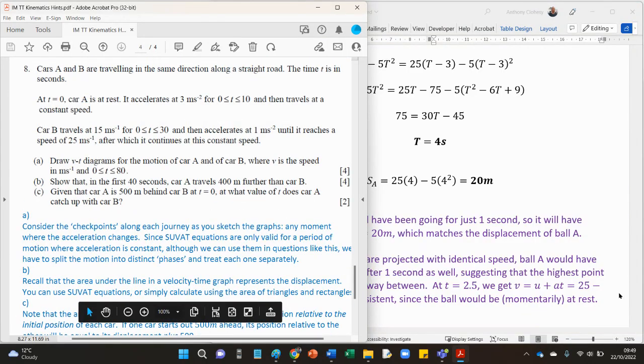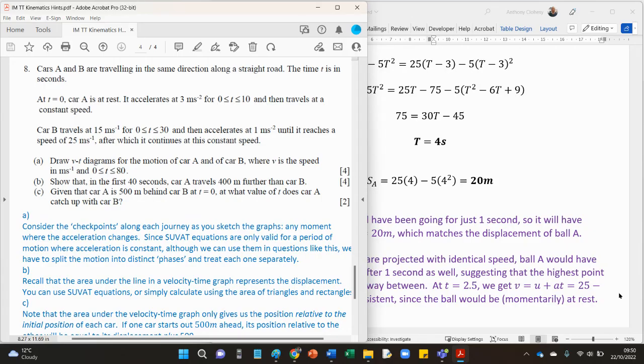Question 8 is a similar situation where we've got two particles, in this case cars, traveling in the same direction along a straight road. And at the very beginning, we know that car A is at rest, it's not moving, but it accelerates at 3 meters per second squared between 0 and 10 seconds, then travels at a constant speed.